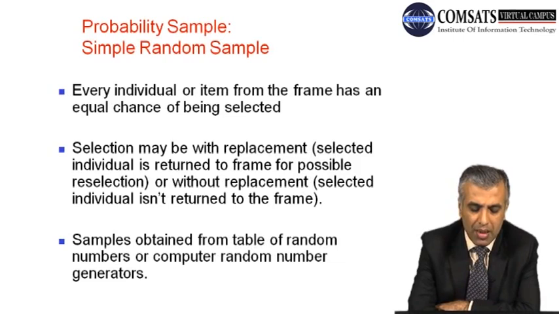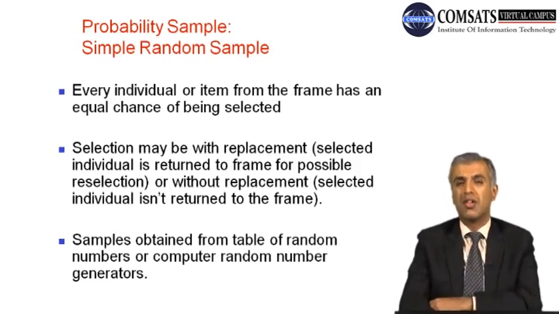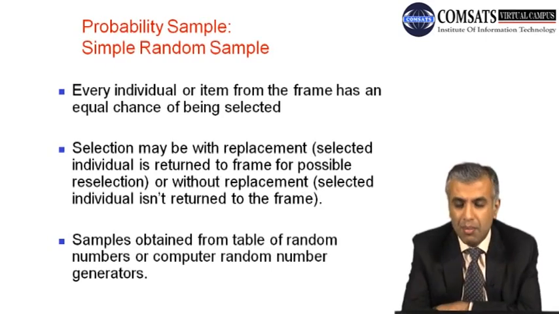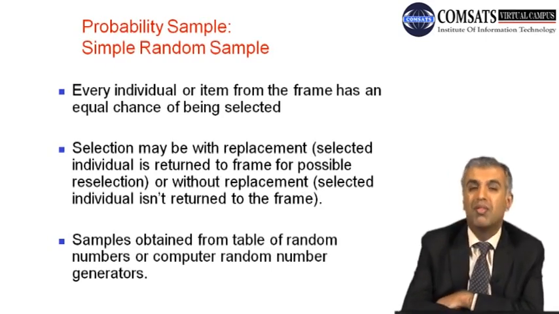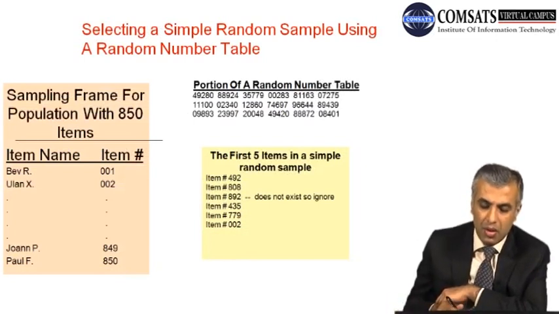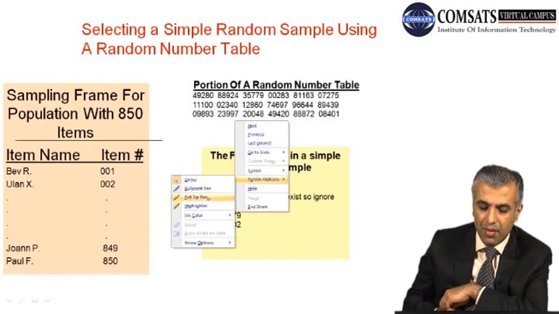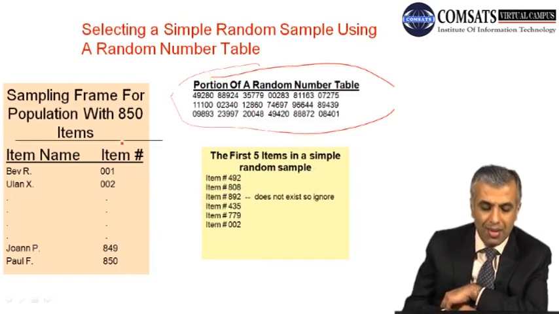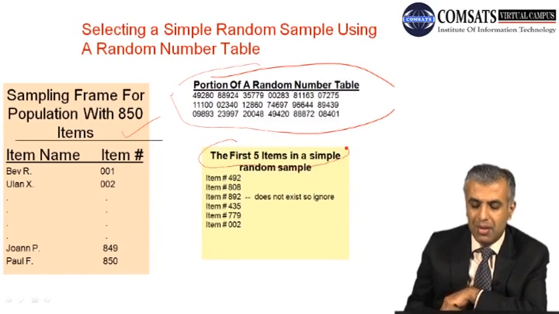Then we have samples which are obtained from a table of random numbers or computer random number generators. This is the most common type being used, because manually it's not easy now to make sampling frames and try to assess the values. Once you put all the values in your software, it will generate random cases and a random sample, which makes our job much easier. Here you can see an example with a random number table, this whole portion of values, and the sampling frame clearly mentioned here, and based on that we just take the first 5 items in a simple random sample.